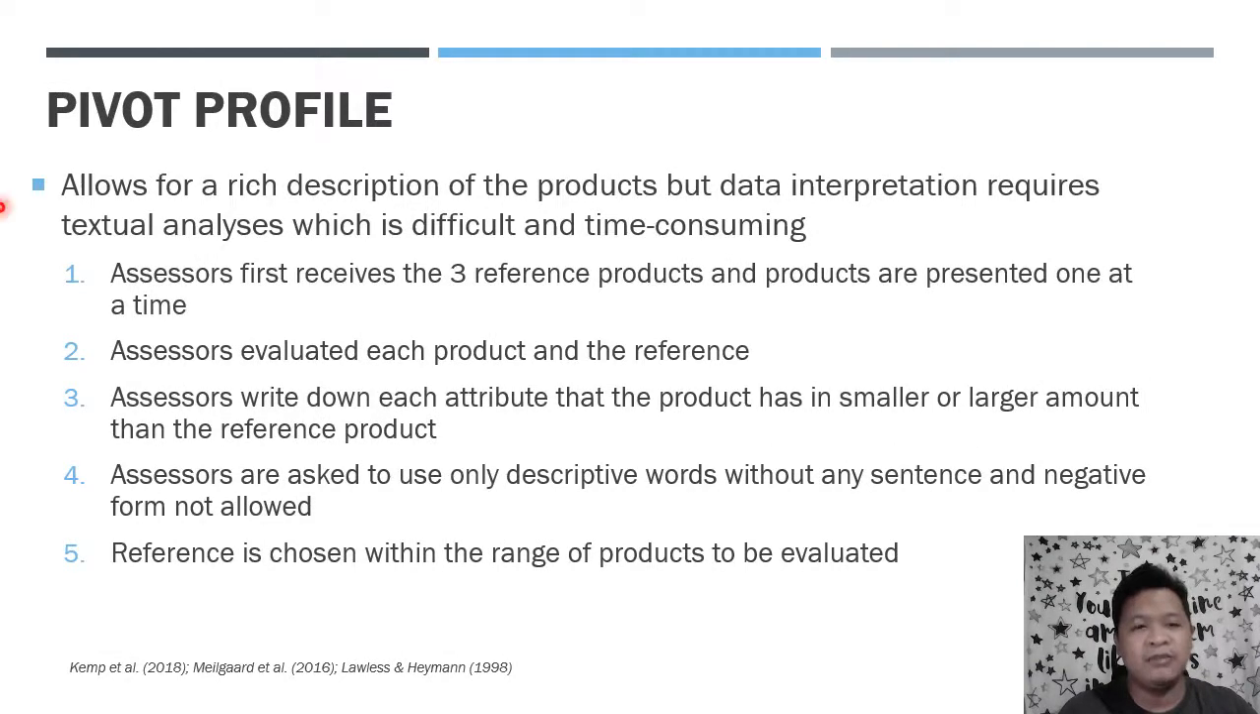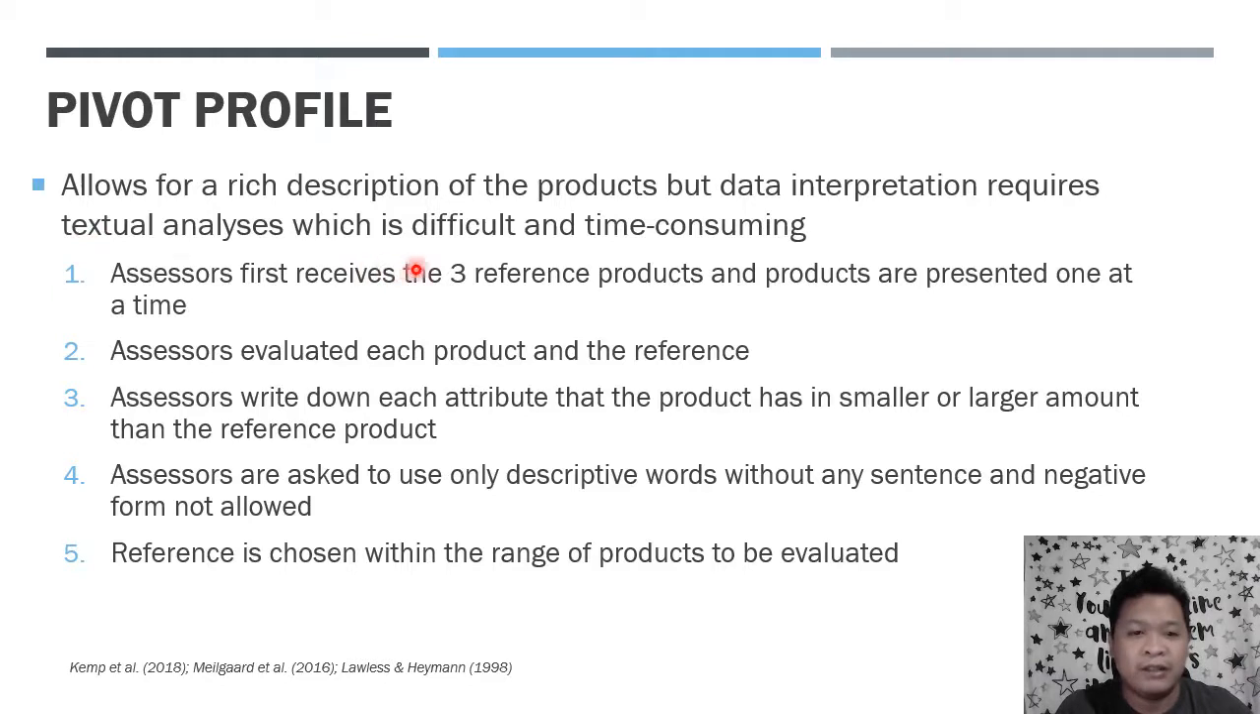So the descriptive method, ito medyo mas verbose siya, no? It has the advantages of allowing for a rich description of products, but the disadvantage would be that the data interpretation would be a nightmare because it requires the analysis of text rather than statistical analysis. So parang kung literature major ka, baka mas may edge ka over regular number-oriented scientist.